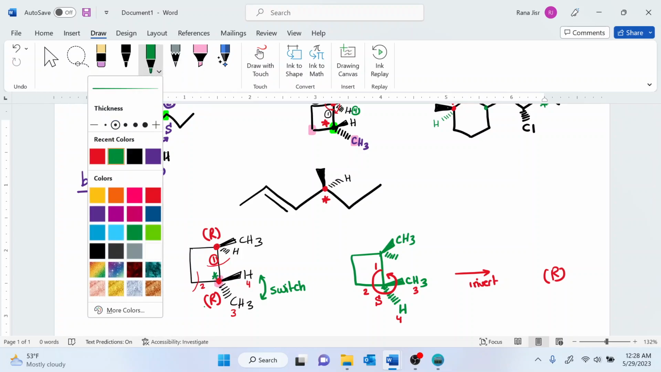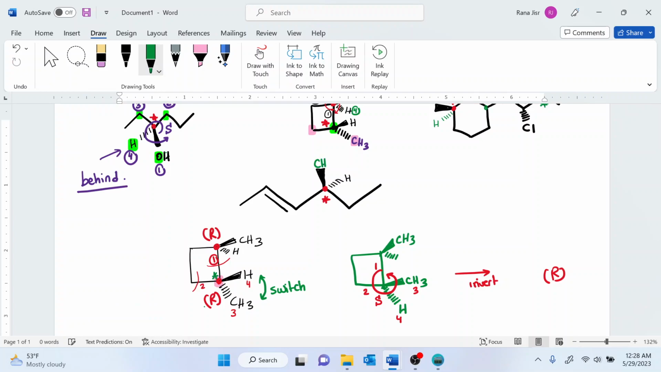For this example here, this is going to be my CH3. Hydrogen is already behind, so this is priority number 4. Now around the chiral center, what do I have? I have a carbon connected. This is a double bond, right? So this carbon is going to be connected to 2 carbons, but this carbon over here is connected to just 1 carbon. So definitely this is going to be a higher priority.